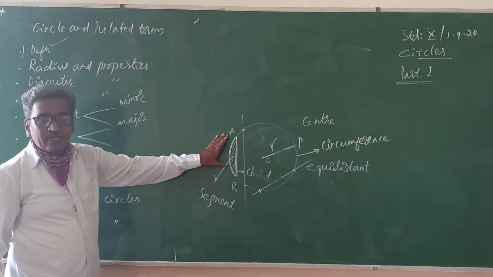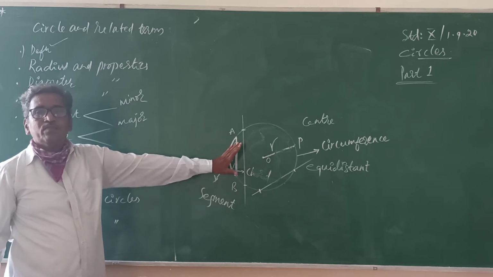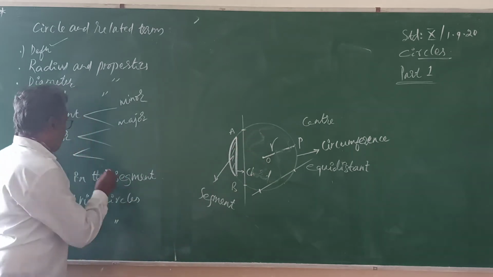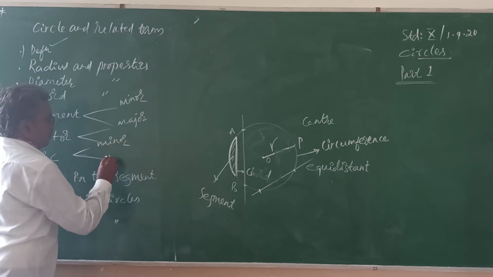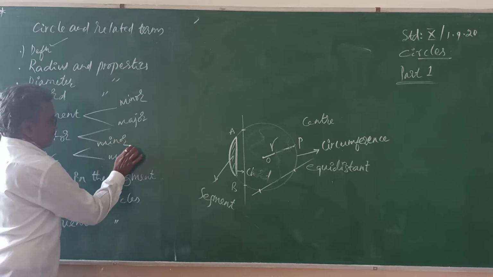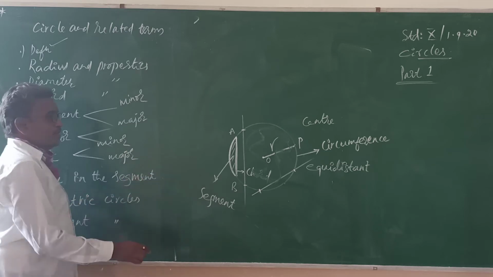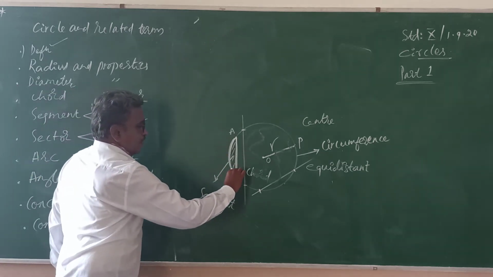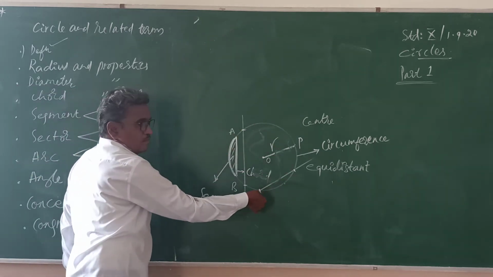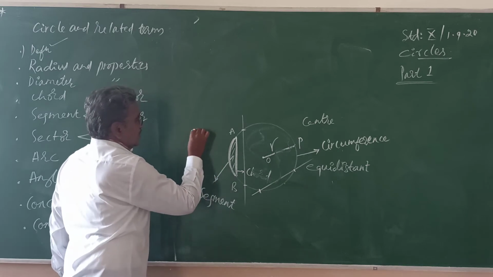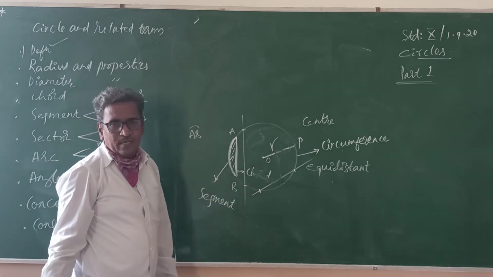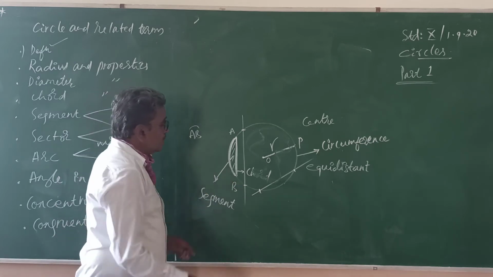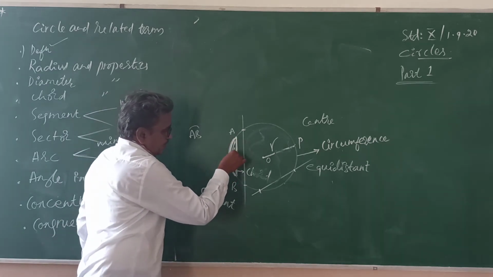The smaller part is the minor arc, the bigger part is the major arc. So minor and major. This is the minor arc and this is the major arc. You sometimes write that AB is an arc. So then what is a segment?